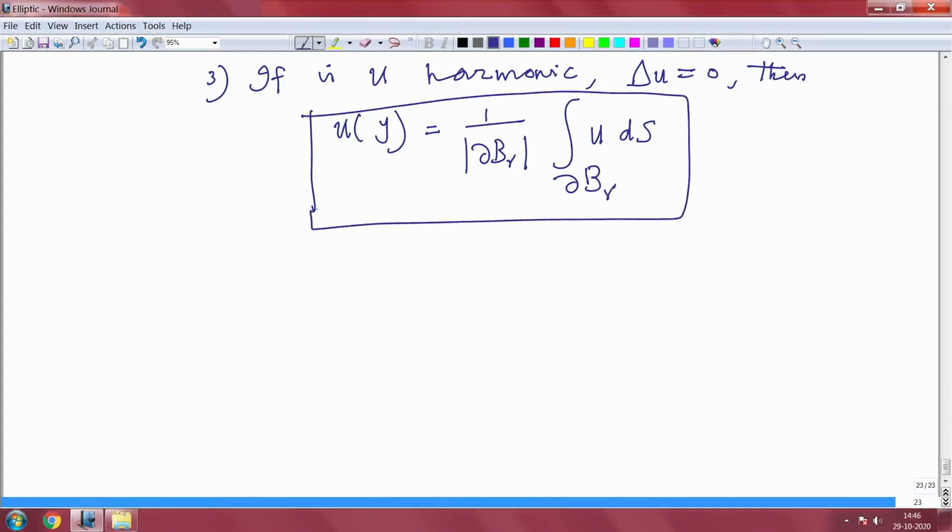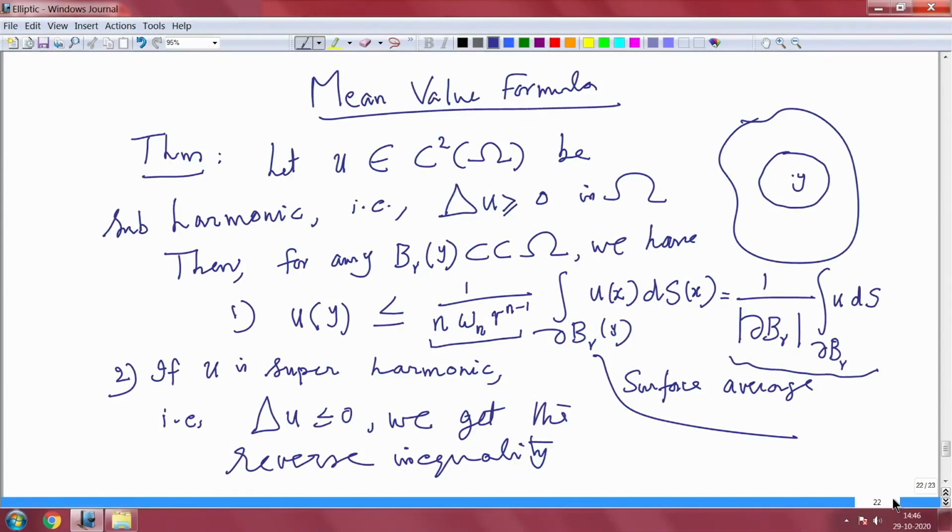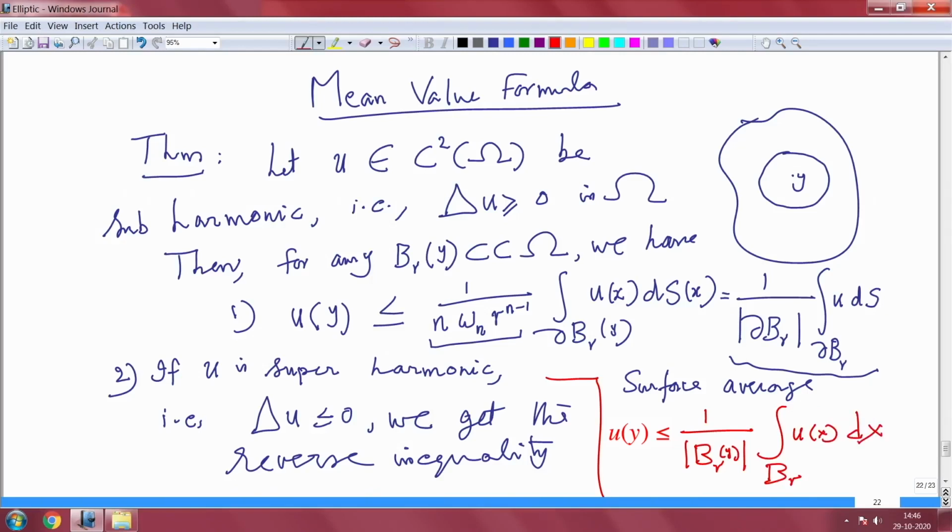In fact, you can also get not only the surface average, you can also get u of y less than or equal to the volume average, that is, 1 over the modulus of Br of y times the integral over Br of u of x dx. So, you have both. This is the volume average, and you also have the surface average. That is very interesting.